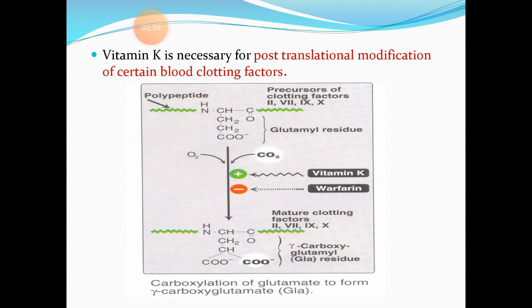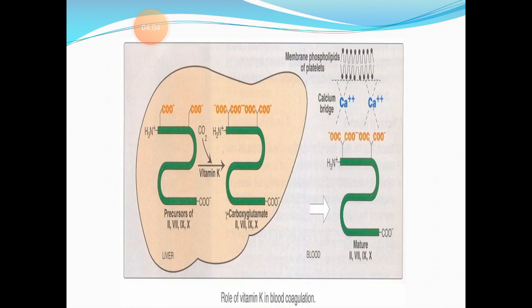It helps in the carboxylation. So this is why vitamin K is helping in blood coagulation, through the maturation of clotting factors 2, 7, 9 and 10.